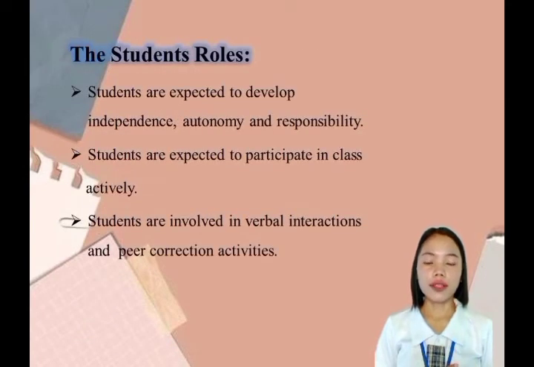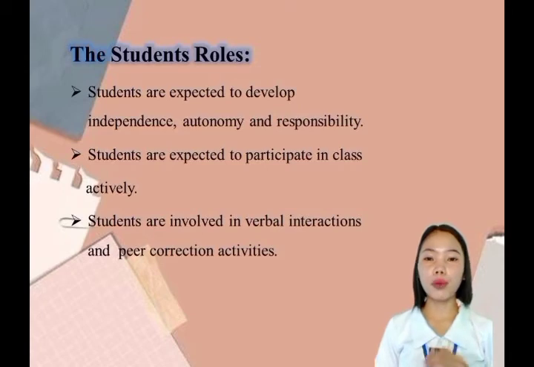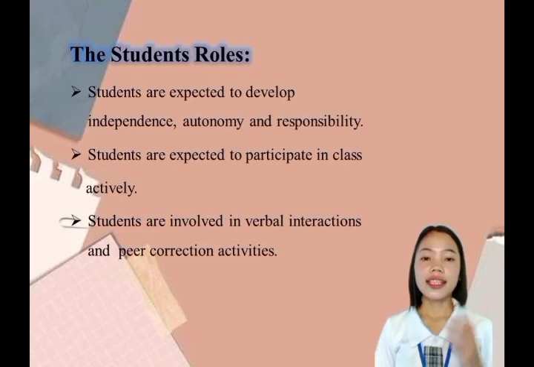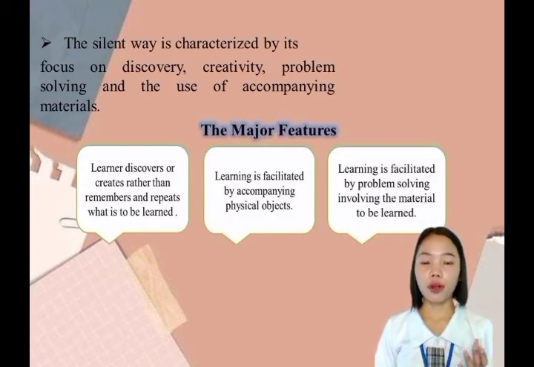The students' roles. First, students are expected to develop independence, autonomy, and responsibility. Second, students are expected to participate in class actively. They should be willing to make mistakes and to be corrected. Thirdly, students are involved in verbal interactions and peer correction activities. Students must learn to work collectively rather than competitively. The silent way is characterized by its focus on discovery, creativity, problem solving, and the use of accompanying materials.